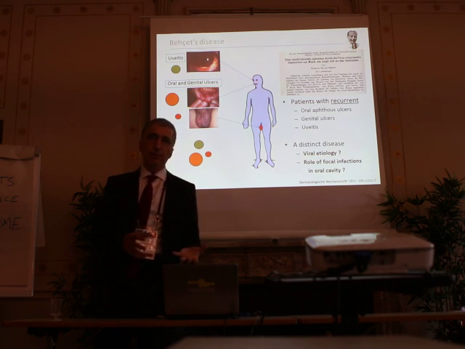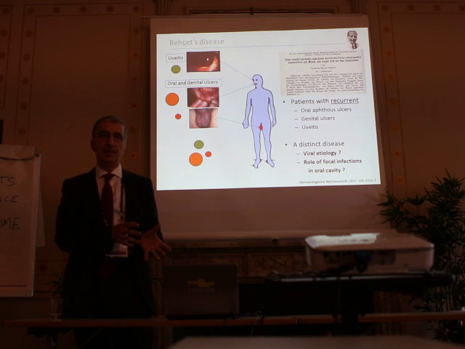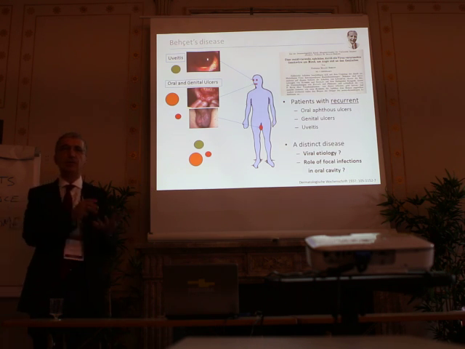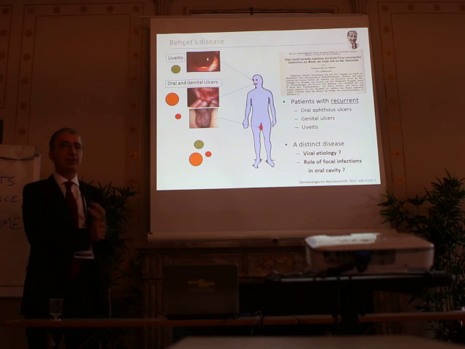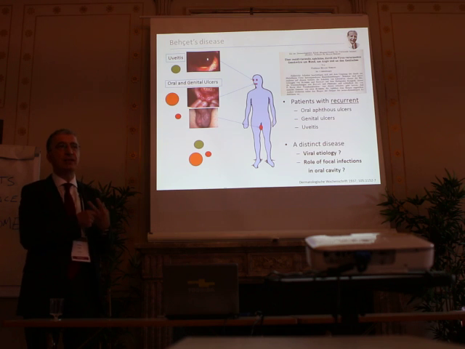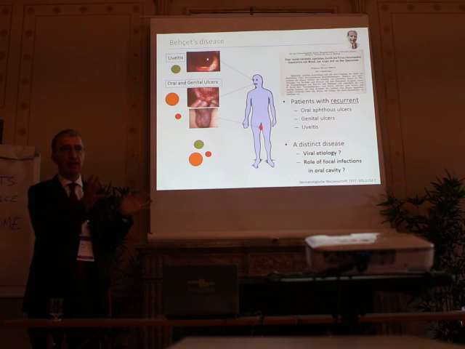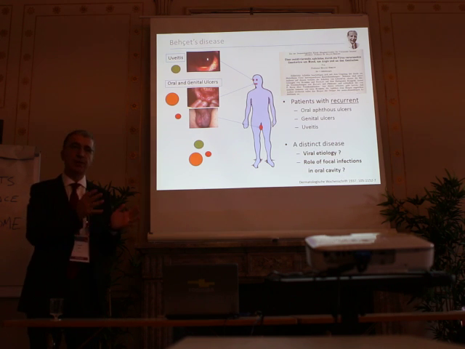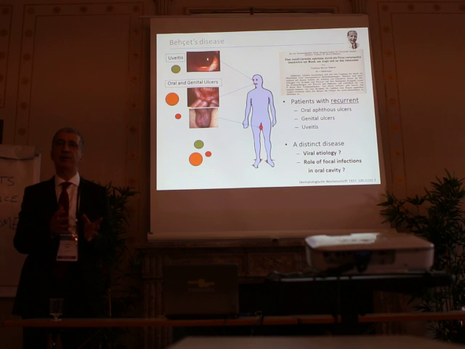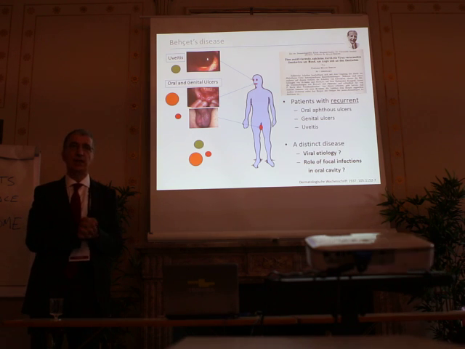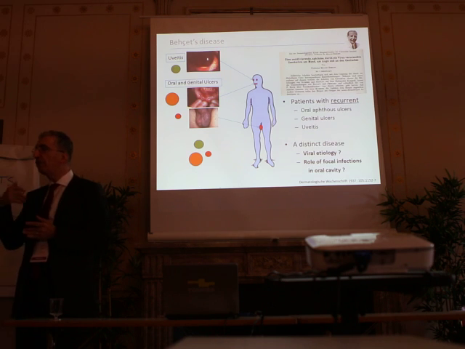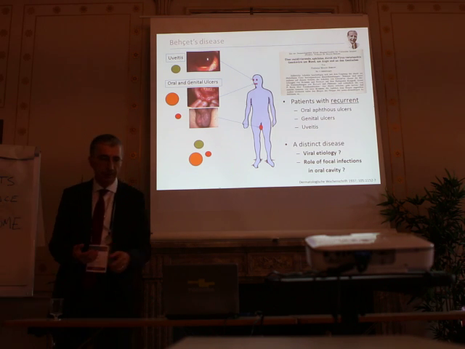And as you know, when he described the disease, he described the three main features of the disease: recurrent oral aphthous ulcers, genital ulcers, and uveitis. And for the first time, he suggested that this combination is describing a distinct disease, an entity. He also discussed the possibility of a viral infection, especially for uveitis, and also the role of focal infection in the oral cavity as a triggering event for disease manifestations.